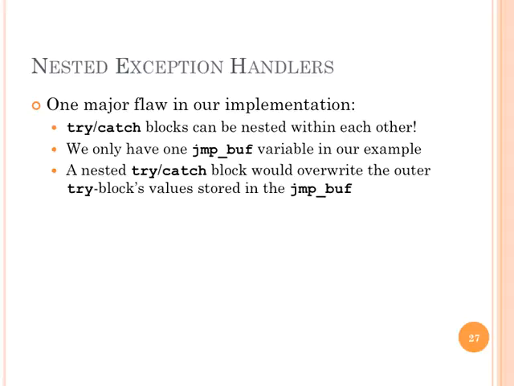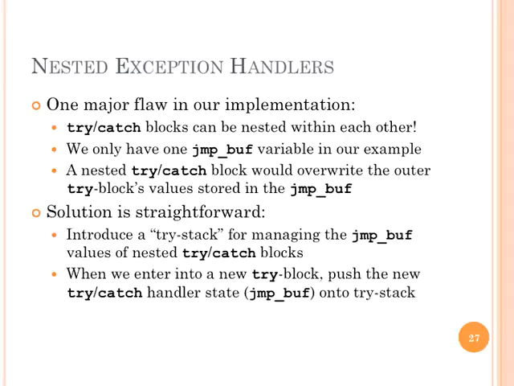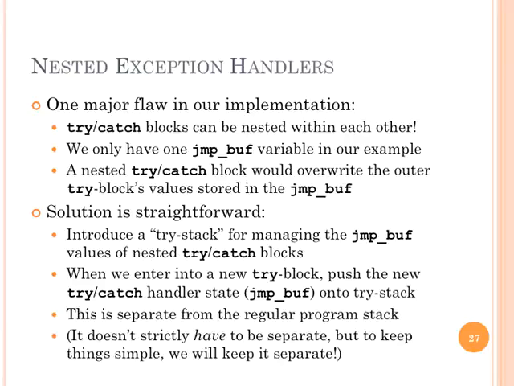Okay? And we only have one jump buffer in our example. So the solution is really easy. You just need to have a stack of these things. Every time you enter a try block, you generate another jump buffer and push it on the stack. When you exit a try block, you pop it off. If you catch an exception, then you pop off the thing because you used it to handle the exception. Okay, so it becomes very straightforward to implement nested exception handling with this mechanism.